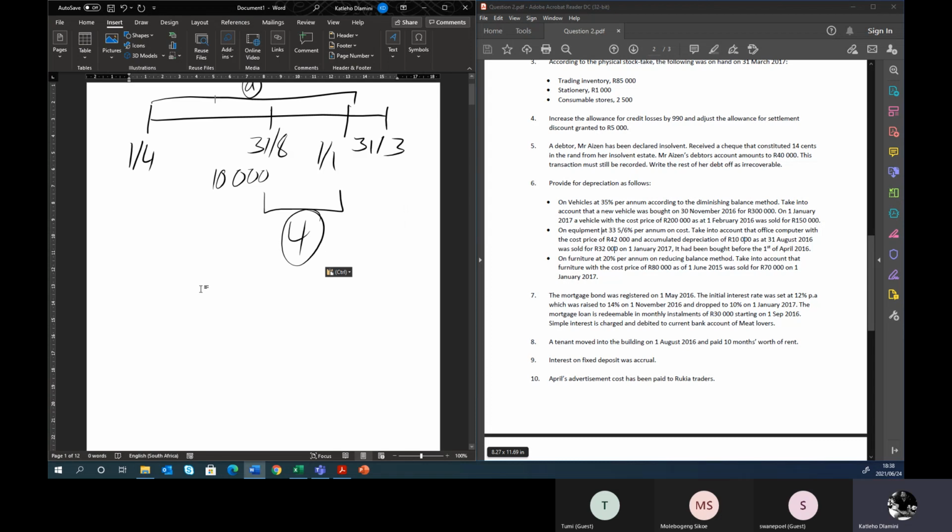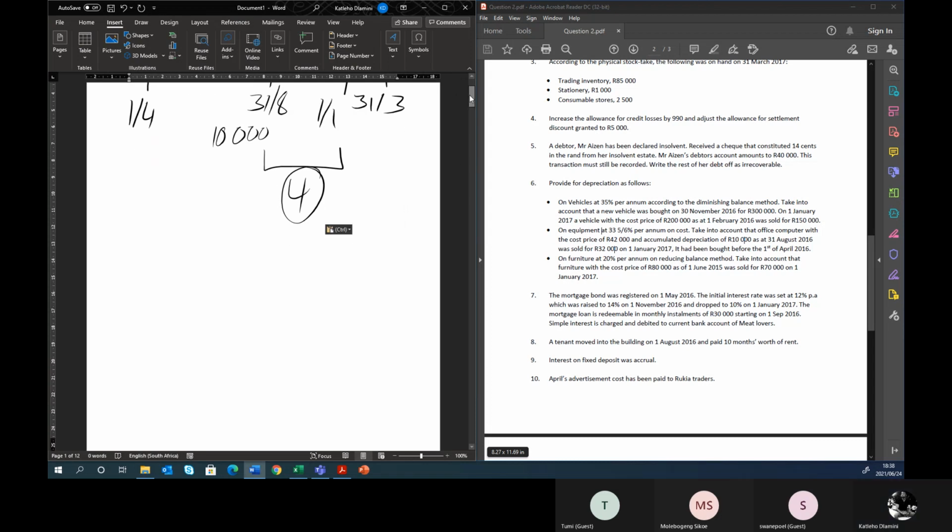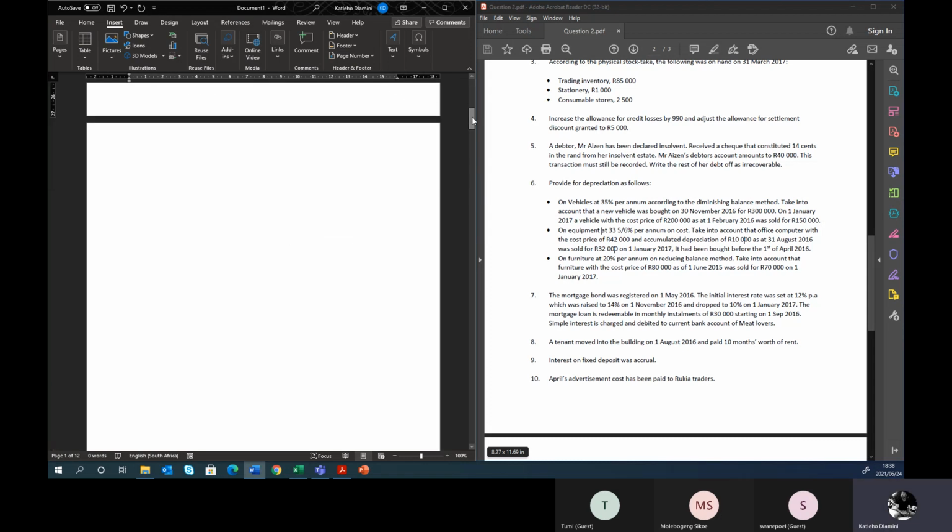Perfect. So when you're dealing with depreciation, the old and remaining, if you have the cost price or straight line method, remember that's the one where you calculate depreciation on cost price. Straight line method.